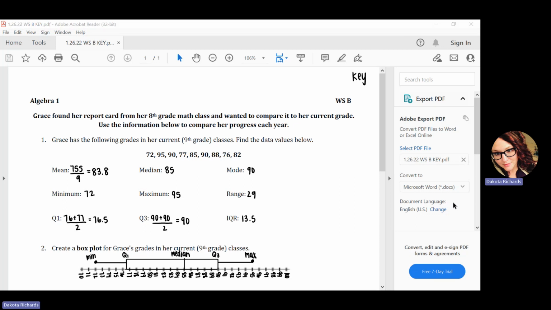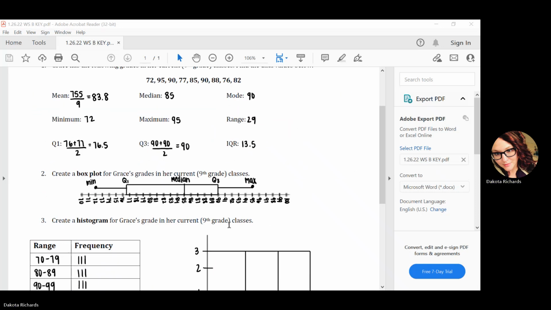The first question says, Grace found her report card from her 8th grade math class and wanted to compare it to her current grade. Use the information below to compare her progress each year. Grace has the following grades in her current 9th grade classes. Find the data values below. So it gives you a data set. There's 9 grades here. You have to find the average, the median, the mode, the minimum, the maximum, the range, the Q1, the Q3, and the IQR.